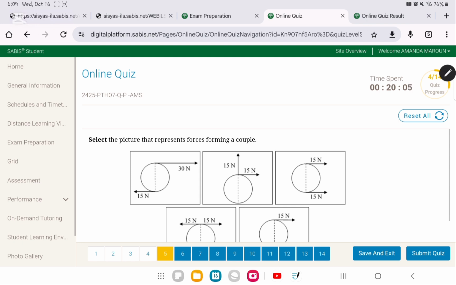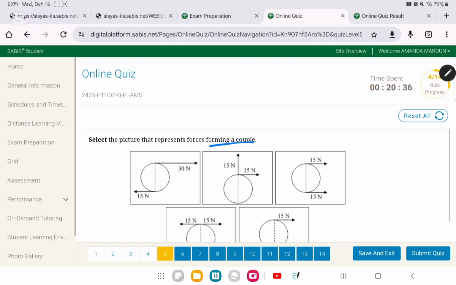So now, select the picture that represents forces forming a couple. Two forces that form a couple must be equal in magnitude, opposite in direction, and they must be parallel but not coinciding. Coinciding means they will meet each other at a point. And the resultant force must be 0.